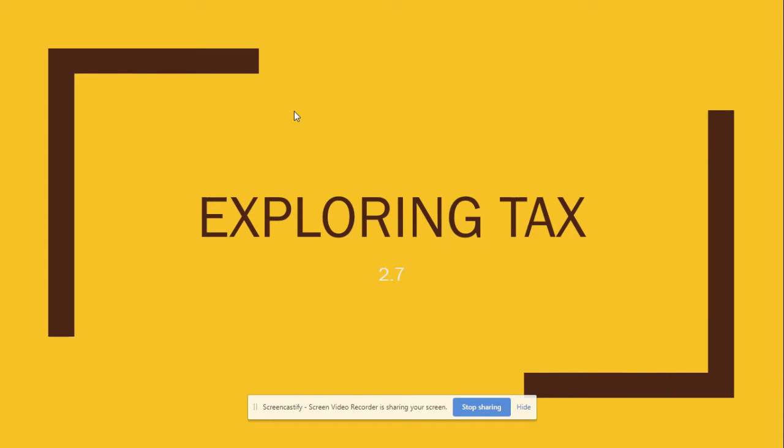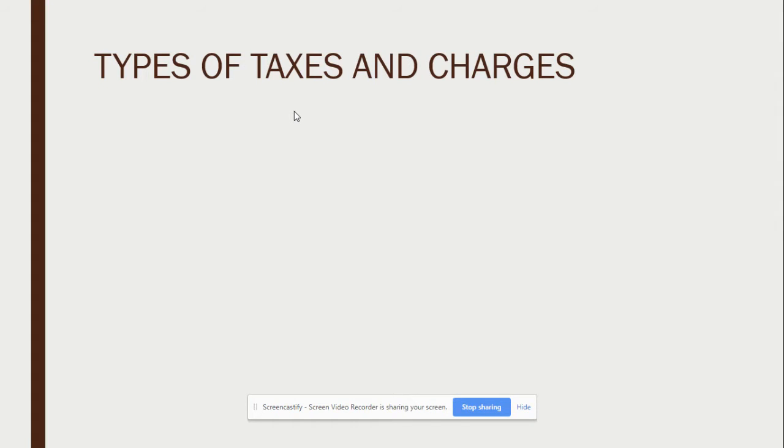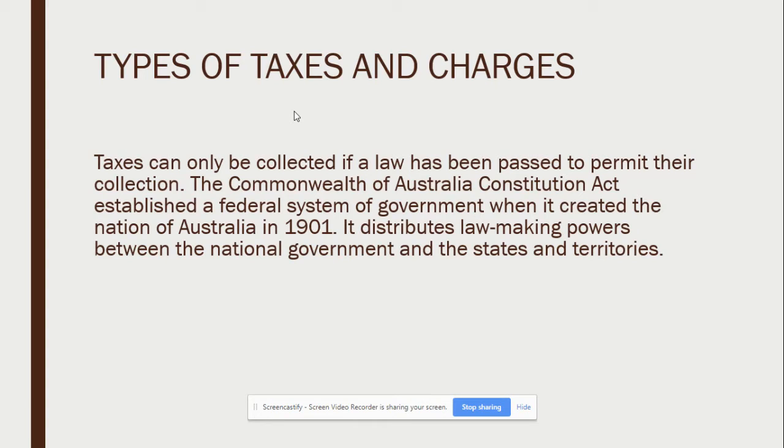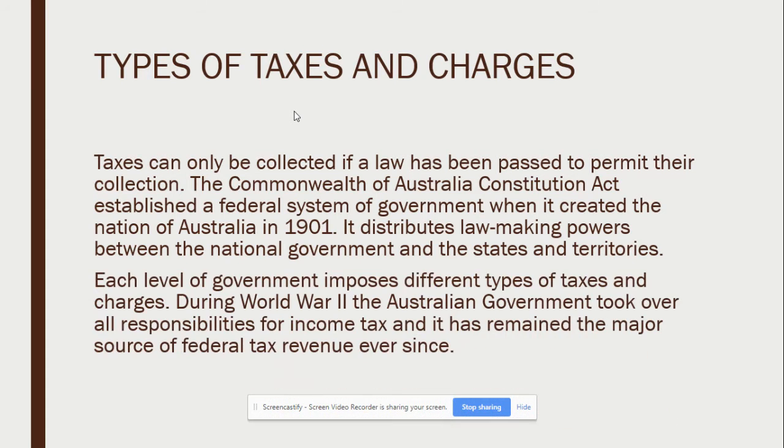We're looking at exploring types of taxes and charges. Taxes can only be collected if a law has been passed to permit their collection. The Commonwealth of Australia Constitution Act established a federal system of government when it created the nation of Australia in 1901. It distributes lawmaking powers between the national government and the states and the territories.